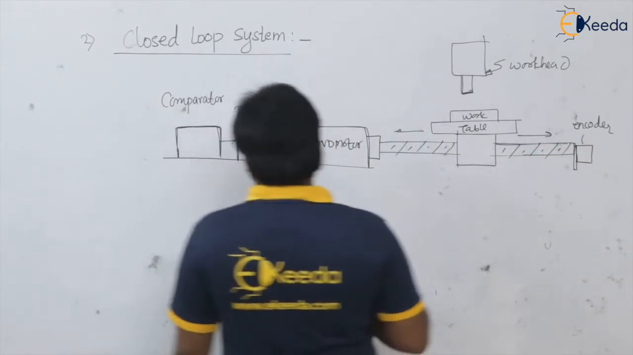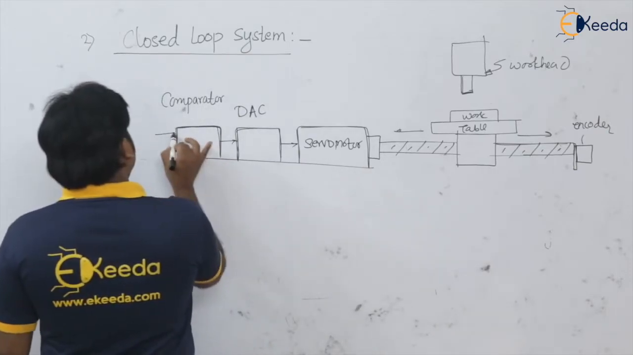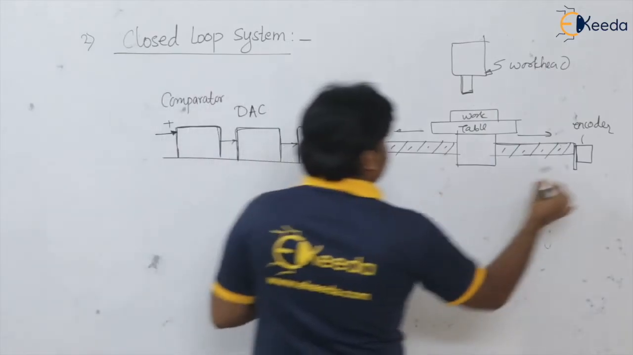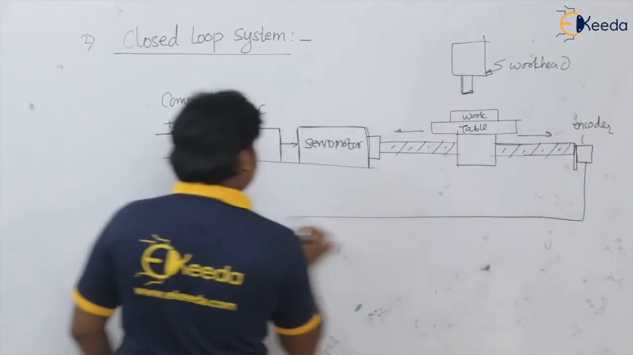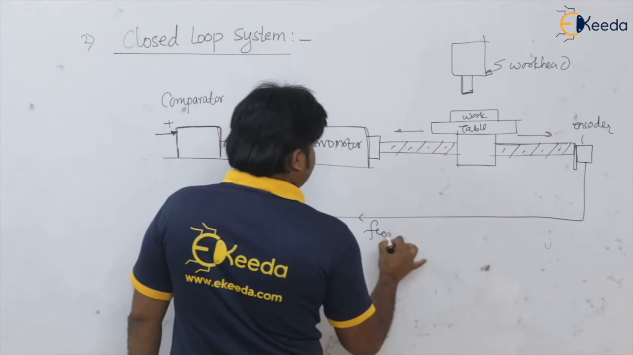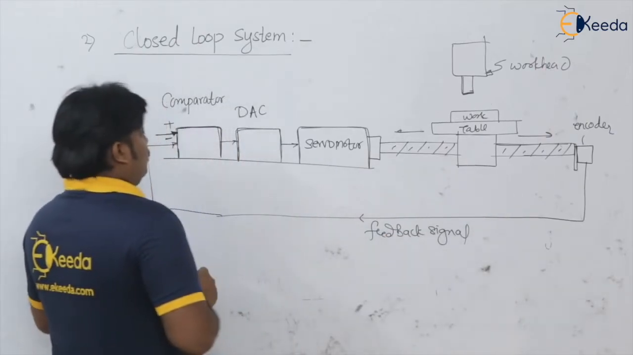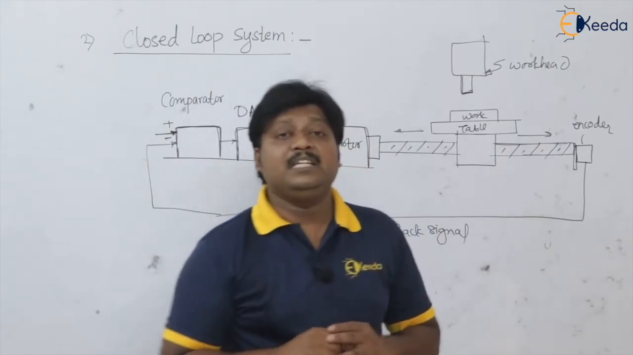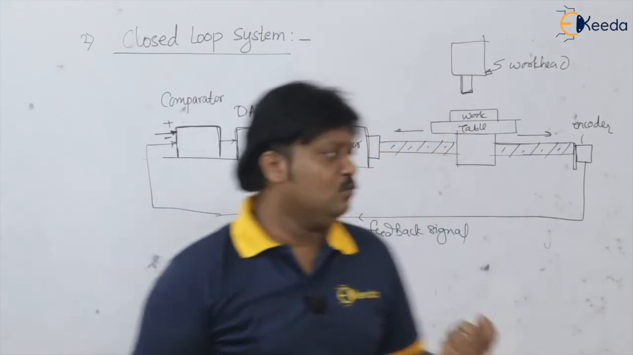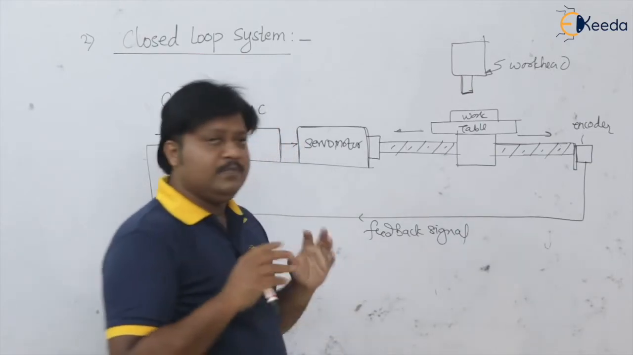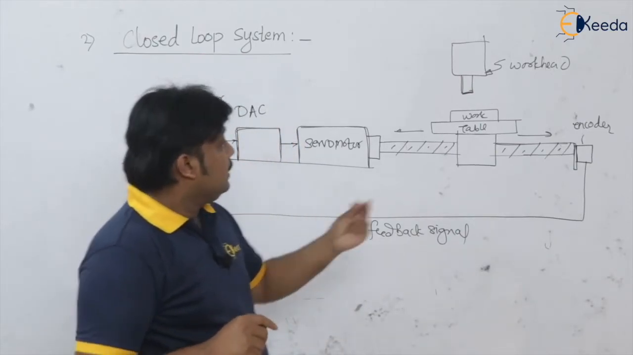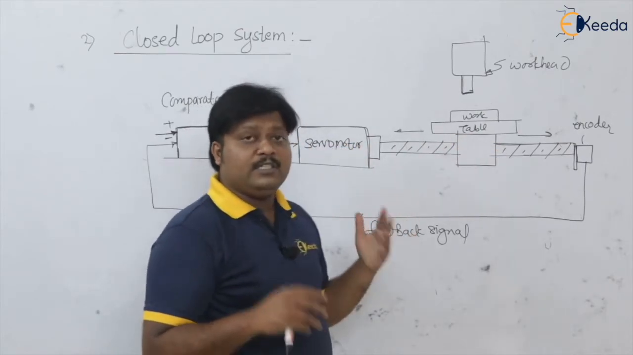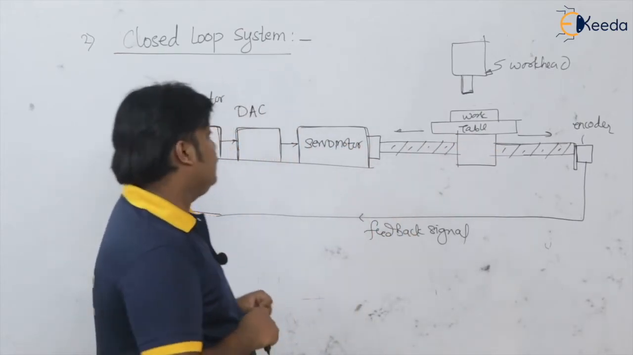Right? So here, say if this is the positive input, this is the feedback signal, this is the feedback. Okay, so here the encoder is placed on the axis, that is on the lead screw, at the end of the lead screw, which will measure the movement of this axis, and encoders, we know, can measure up to the nanometers.